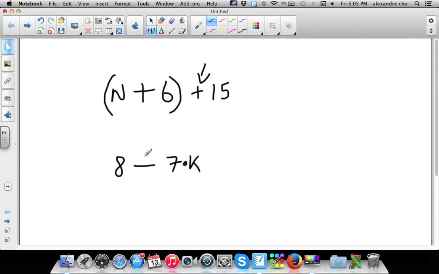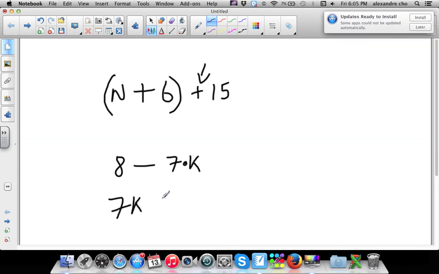Now, because in this particular sentence we had the words less than, you know you have to make a little switch. So the 7k is going to go to the front, and the 8 is going to go to the back. Okay, it has to have that switch. Just remember that was less than. Okay.